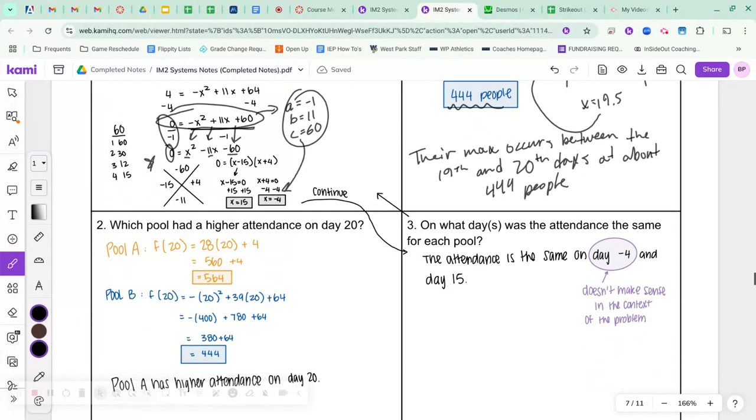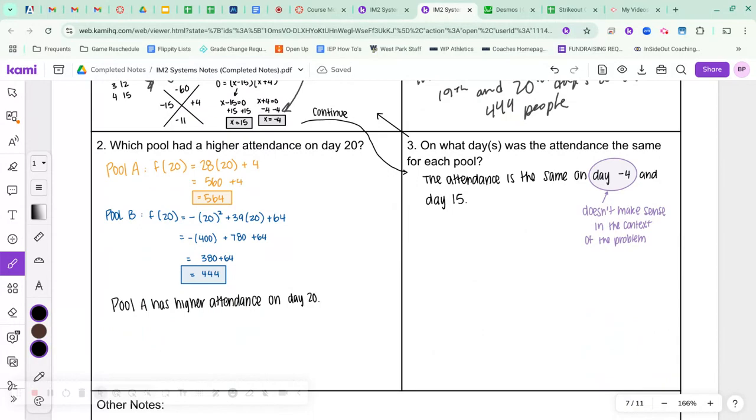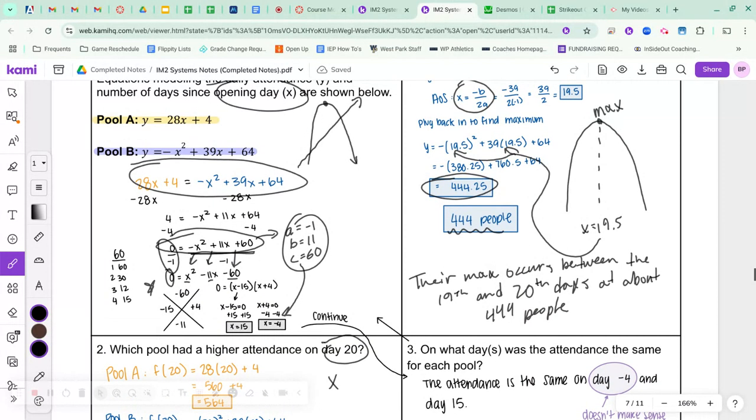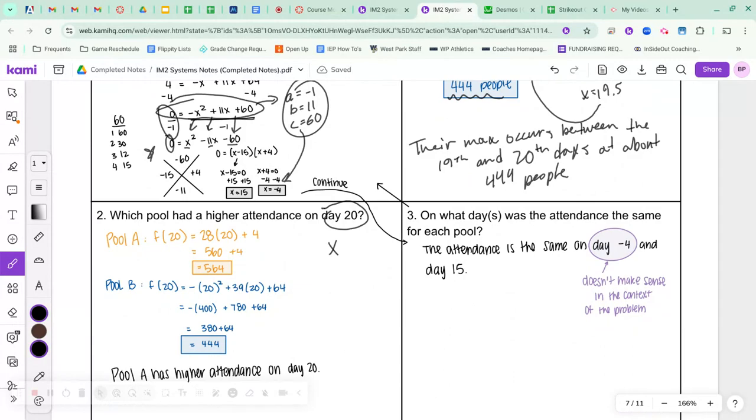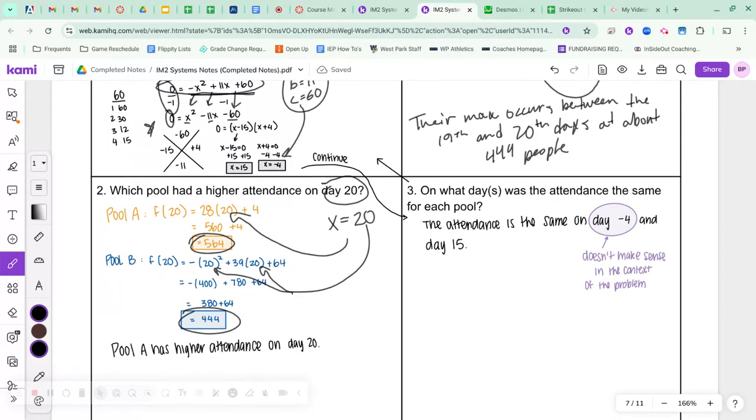Okay, now jumping down to 2, it wants to know who had the higher attendance on day 20. We know that day 20 is X, right? If we go back up here, it says X is the number of days since opening. So day 20 is just going to be X equals 20. Plug that into the linear, you get that pool A had 564 people present on day 20. Plug that into the quadratic right here, into both spots, and you simplify from there. You get that, well, we already know this, about 444 people. So pool A has the higher attendance on day 20.